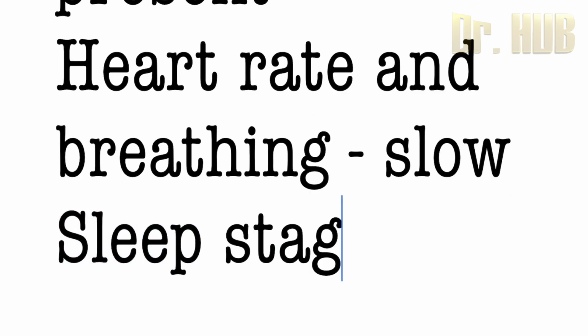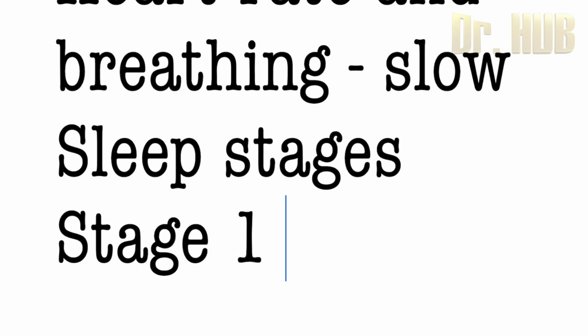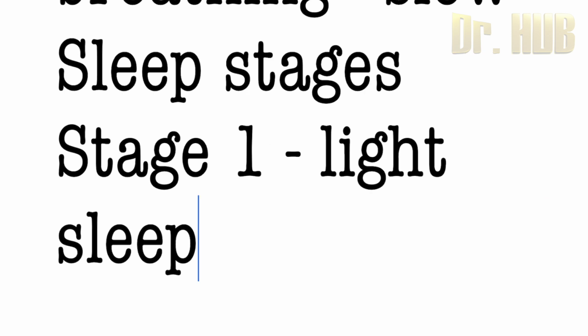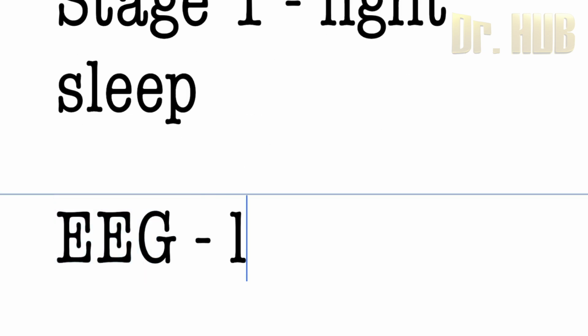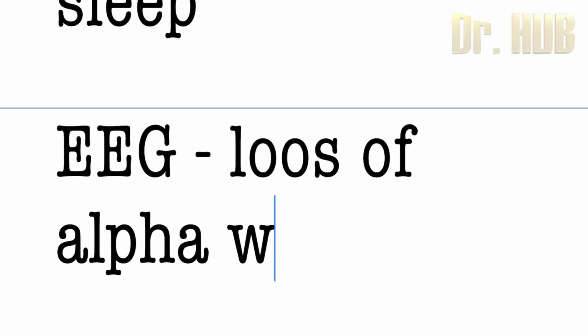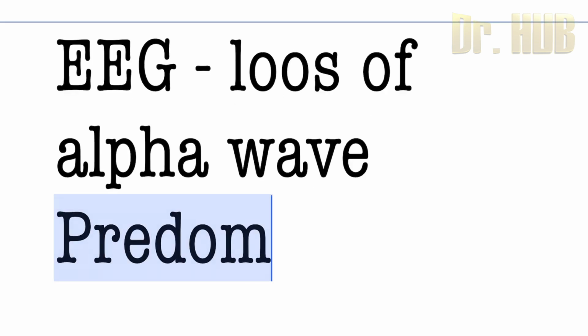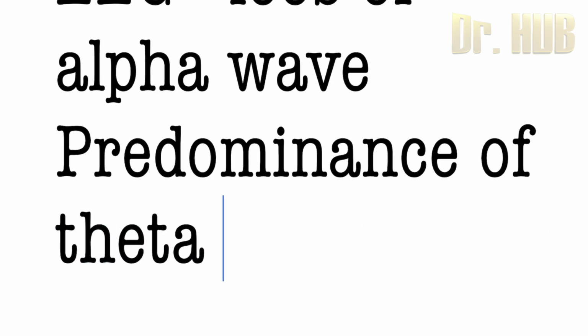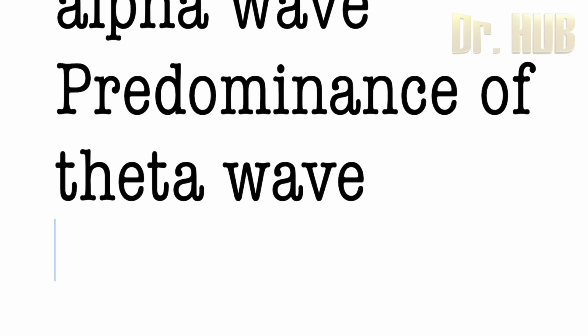Then moving on to the sleep stages. You have stages 1, 2, 3 and 4. Stage 1 means light sleep. On the EEG, there is loss of the alpha wave and predominance of the theta wave.